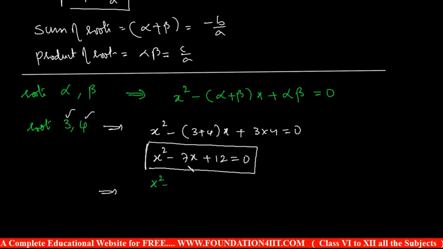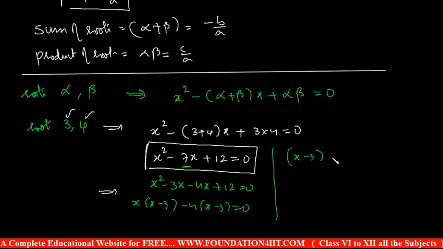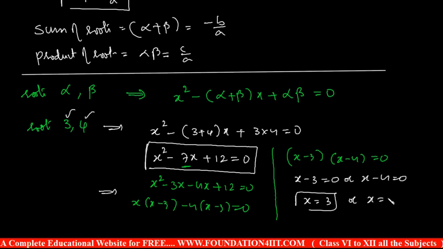Factorizing x square minus 7x plus 12: split 7x as 3x and 4x, because minus 3 into minus 4 is plus 12. From this, x common, x minus 3, and minus 4 common, x minus 3 is equal to 0. So x minus 3 into x minus 4 is equal to 0. By the zero product rule, x minus 3 is equal to 0 or x minus 4 is equal to 0. So x is equal to 3 or x is equal to 4.